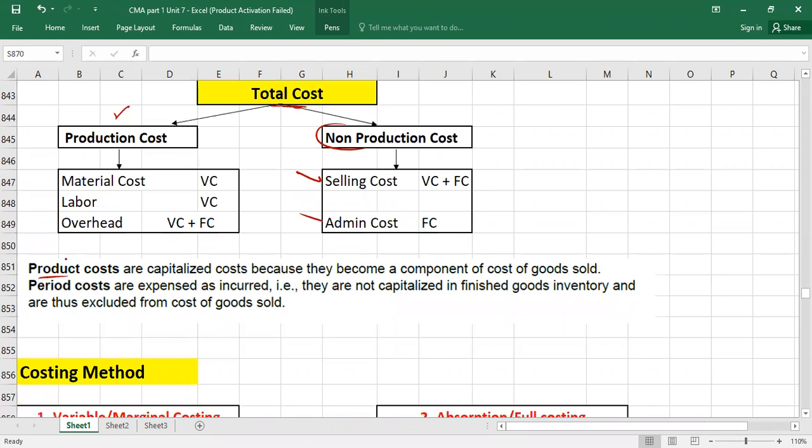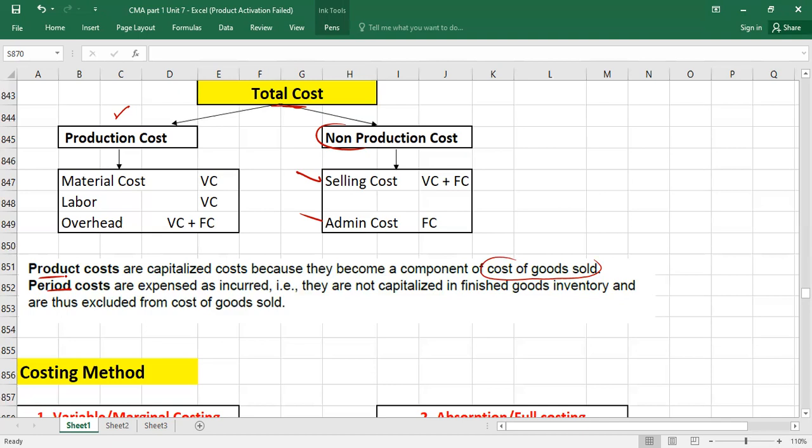Now, moving to the main point, I told you there are two terms, product cost and period cost. Previously I said product costs are those costs which will be part of cost of goods, so this is also called inventoriable cost. And period costs are those costs which will be recorded as an expense below the gross profit or the contribution. They will not be recorded in cost of goods sold. This is what I said previously.